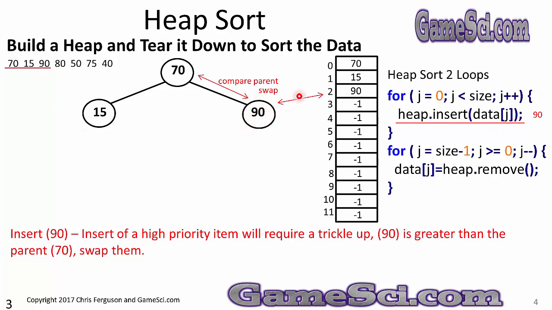New items always go at the end of the heap. After they go at the end of the heap, we trickle up. 90 is greater than 70. It has to go up.